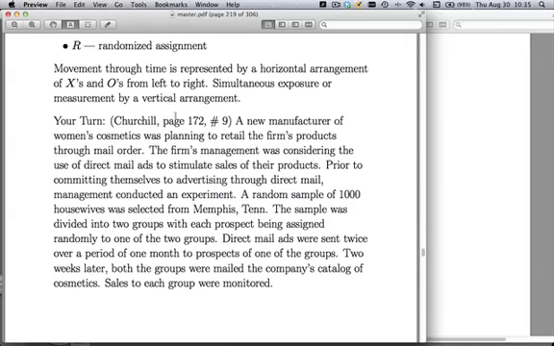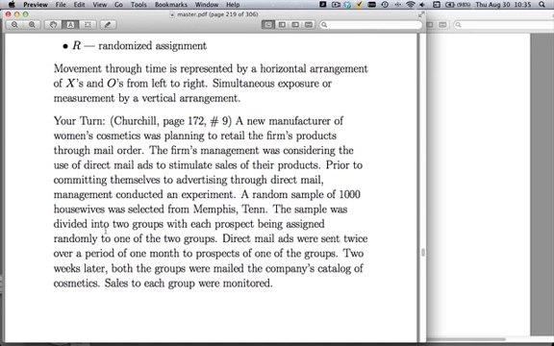Let's do a little test problem here. Some manufacturer of women's cosmetics is planning to sell these products through mail order. The firm's management was considering the use of direct mail ads to stimulate sales of their products. So prior to committing themselves to advertising through direct mail, management did an experiment. A random sample of 1,000 housewives was selected from Memphis, Tennessee.